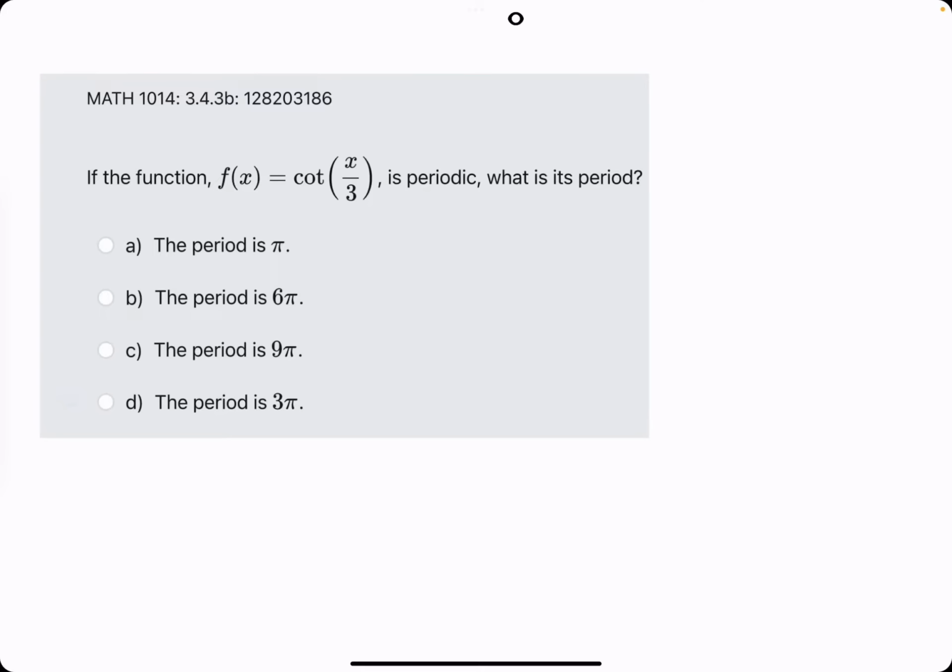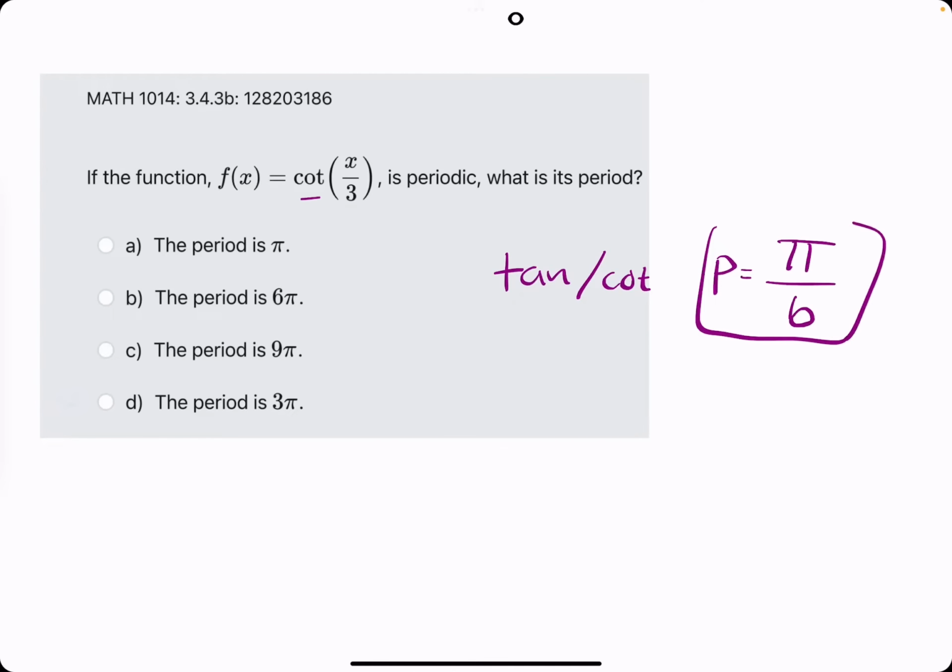I've only addressed sine and cosine, sine and cosine's periods being 2 pi over b. Now, anytime you see cotangent or tangent, so tan or cotan, it's important to know that their period is originally pi, and so their formula for calculating any period would be pi over b instead of 2 pi over b. Okay, so keep that in mind for tangent and cotangent.